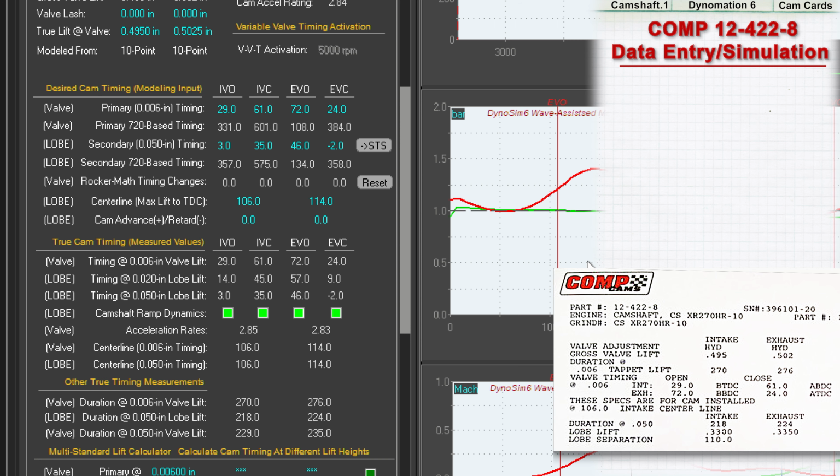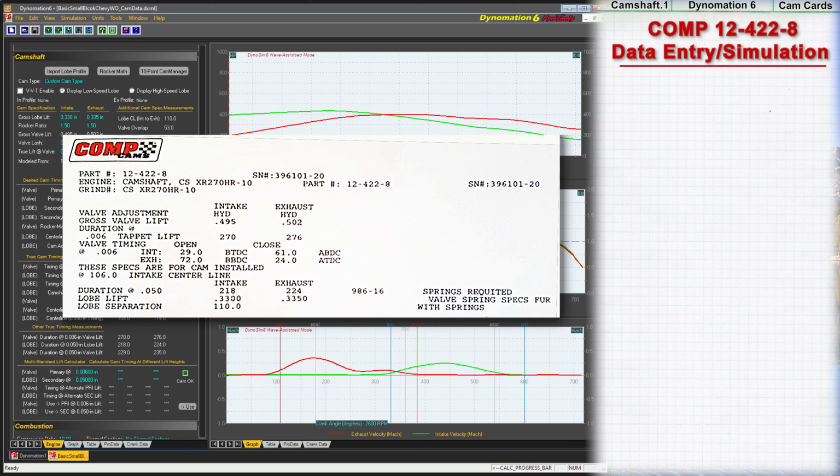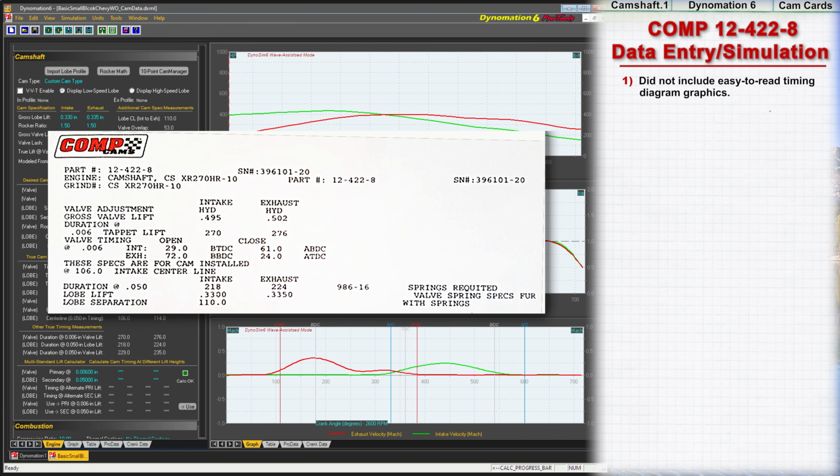Okay, let's review how helpful this cam card was in building a simulation model. 1. This was an early CAMS card, and it did not include graphics or diagrams showing valve event timing. 2. The cam card indicated that the lift used during primary timing was 6 thousandth inch tappet rise. This, technically, is not the SAE standard of 6 thousandth inch valve rise.